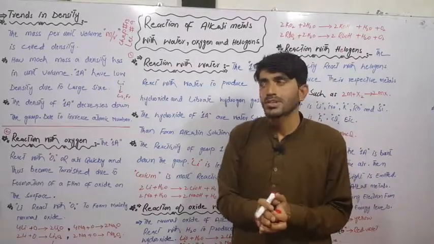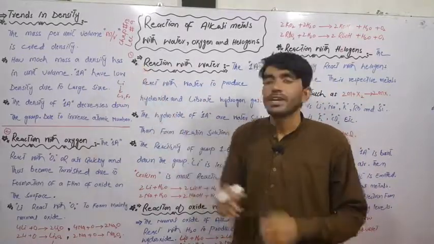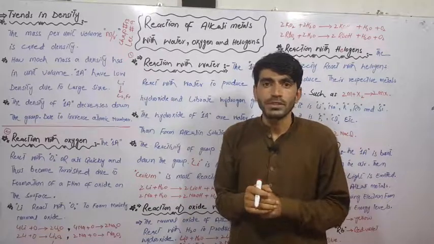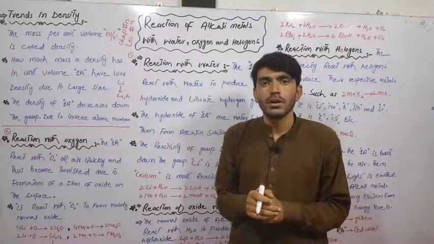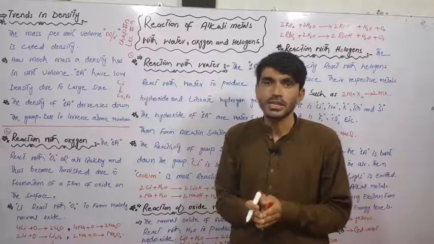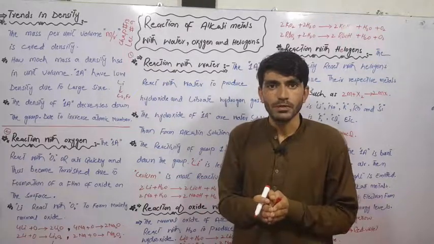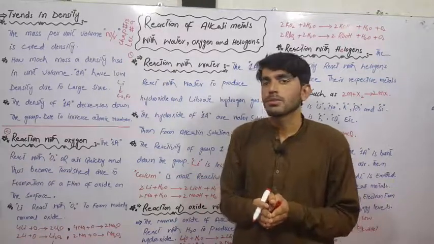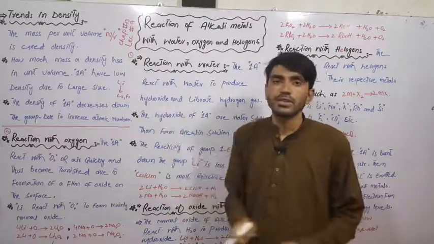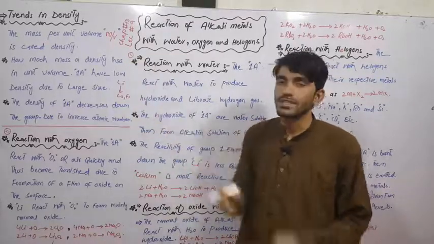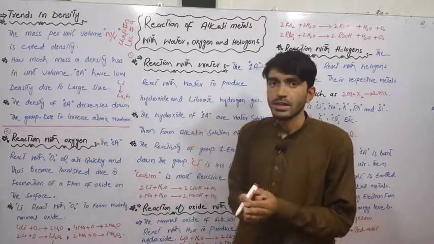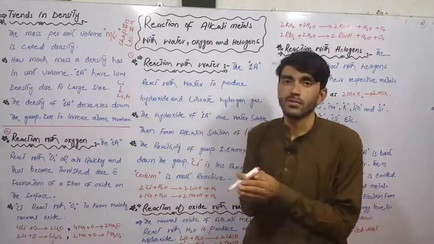But one thing we missed in our previous lecture, that is trend in density. Clear? In the previous lecture, we discussed group first elements in their atomic and physical properties. Four atomic and physical properties we discussed, but one remained, that is trend in density. First we will discuss density, then we will come to our main topic for today's lecture.